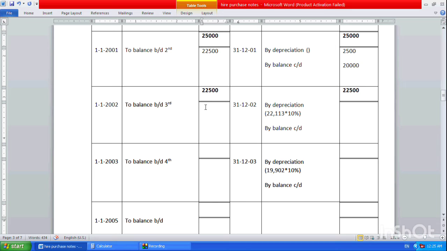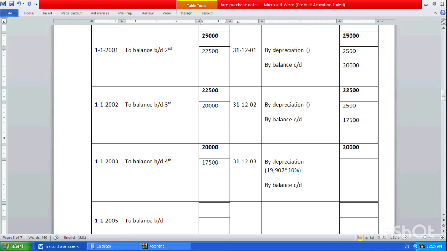1st January 2002, to balance brought down for third year. It is 20,000. Now 31st December 2002 by depreciation 20,000 into 10%. No need for 10%, 2,500 we have already taken. So deduct this 2,500 from 20,000. So we will get 17,500. Now write the ledger balances 20,000 and 20,000. Now transfer this 17,500 to next year.